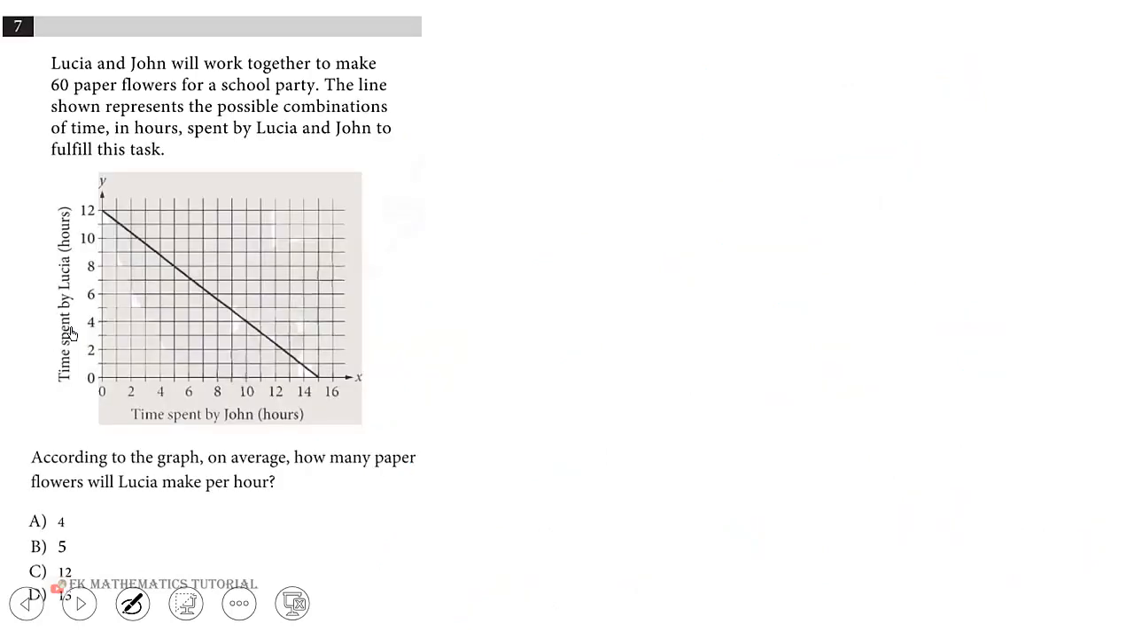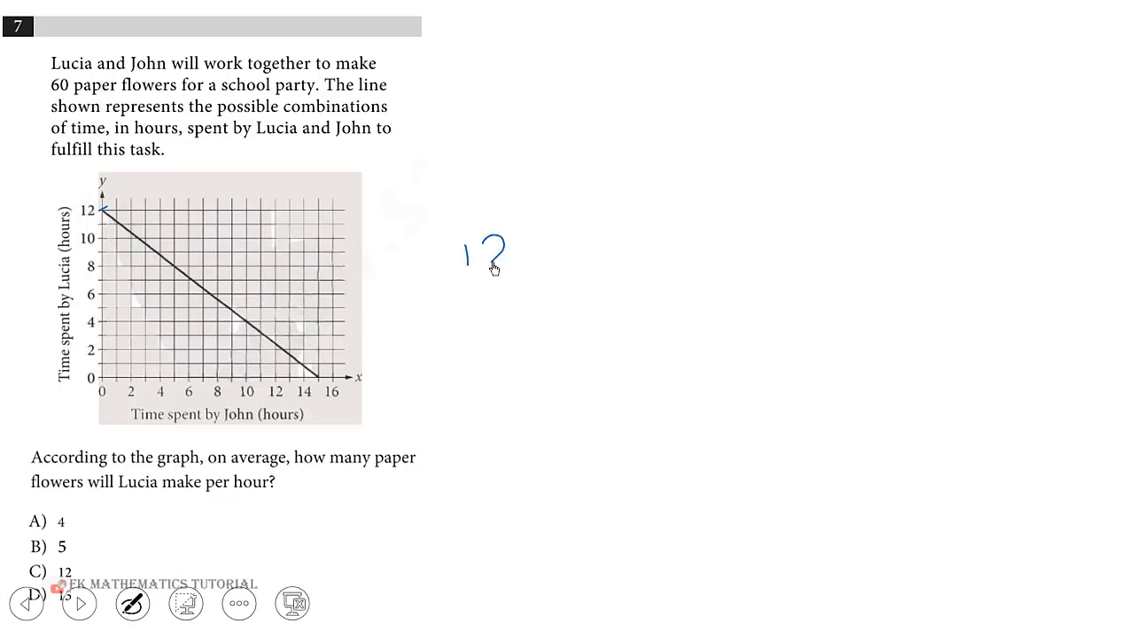Lucia and John will work together to make 60 paper flowers for a school party. The lines shown represent the possible combinations of time in hours spent by Lucia and John to fulfill this task. According to the graph, on average, how many paper flowers will Lucia make per hour?